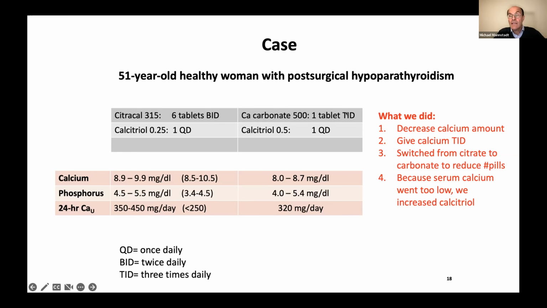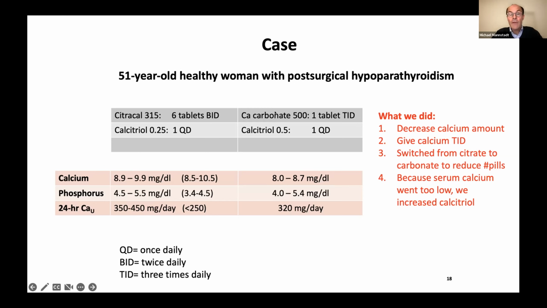But her calcium went too low and she had too many symptoms. So we increased the calcitriol from 0.25 to 0.5. But we did do a few other things. And this case really here is to illustrate some of the things you can do to optimize your care with conventional therapy. So in addition to just reducing the calcium and giving it 3 times a day, we switched her actually from calcium citrate to calcium carbonate.